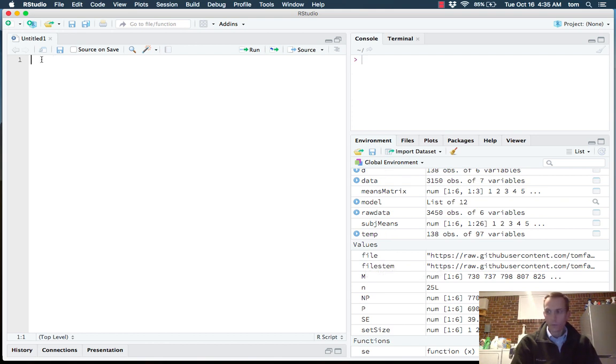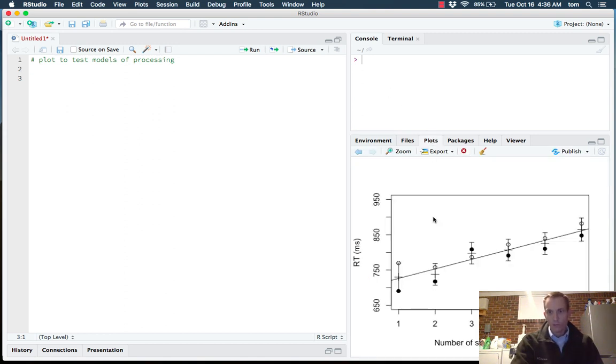Okay, so here's what we're going to do first. We're going to construct this plot. I'm just going to make a little comment here to tell us what we're doing. We're going to do a plot to test the models of processing. This is going to be a visual indicator of whether we have self-terminating architecture or exhaustive architecture. The way we're going to do this is we're going to fit two separate regression lines. Last time, in the plot that we did, we made one regression line through the means. This time we're going to make a regression line through the P's and the NP's separately.